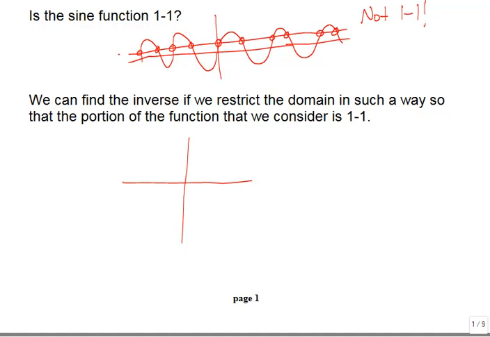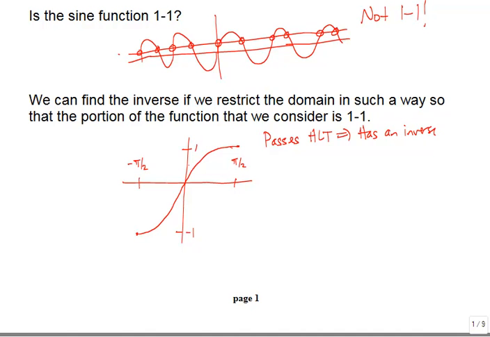There are many ways that you could decide to do this, but the convention is to take just the piece of the sine curve between negative pi over 2 and pi over 2. So that's going to hit the minimum of the sine curve at -1, and it's also going to hit the maximum of the sine curve at +1. So you get this little piece of the sine curve that looks like this. This does pass the horizontal line test. So therefore, it does have an inverse.